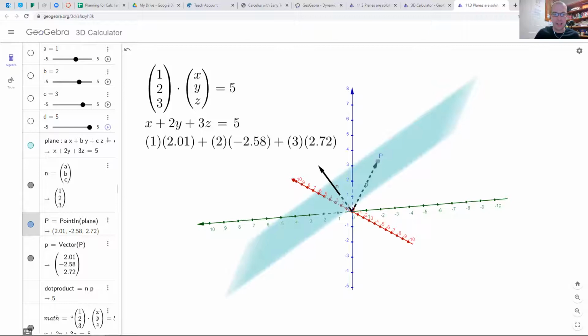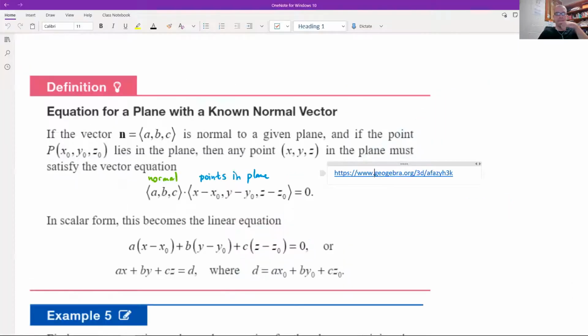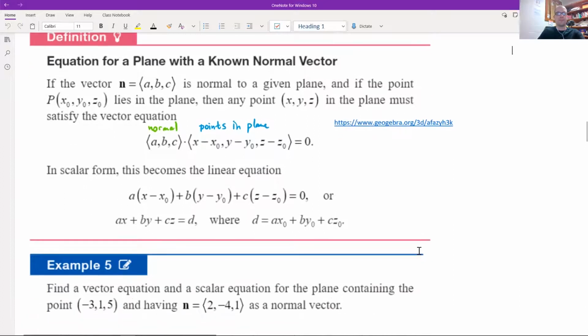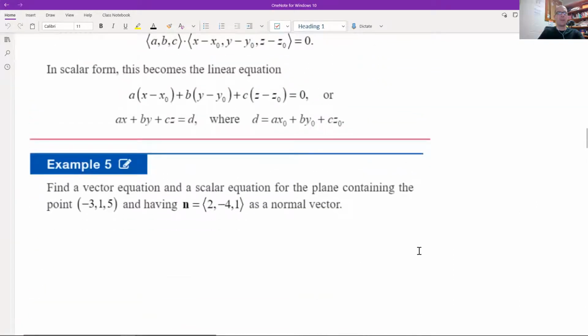All right. Let's go ahead and go back here. And we'll put this into practice. Okay, so we are going to find a vector equation and scalar equation for the plane containing that point and having that normal vector.